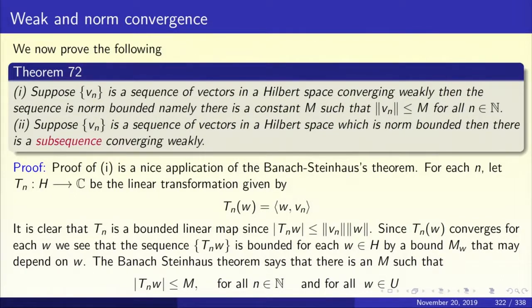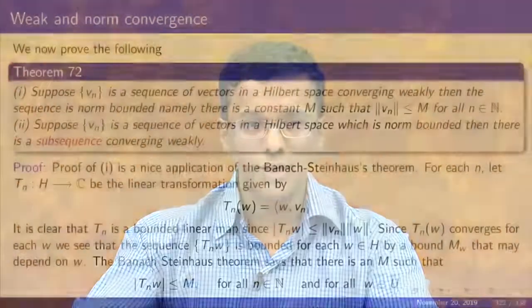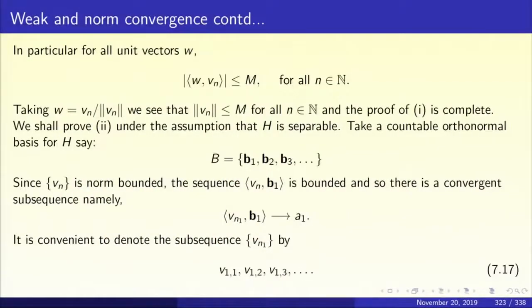But what does the Banach-Steinhaus theorem say? There is a common bound m independent of W as long as norm W is less than 1. In other words, the Banach-Steinhaus theorem says that there is a constant m bigger than 0 such that mod Tn W is less than or equal to m for all natural numbers n and for all vectors W in the unit ball. Now let us go from this inequality. Mod Tn W less than or equal to m means the inner product of W with Vn is less than or equal to m for all natural numbers n.